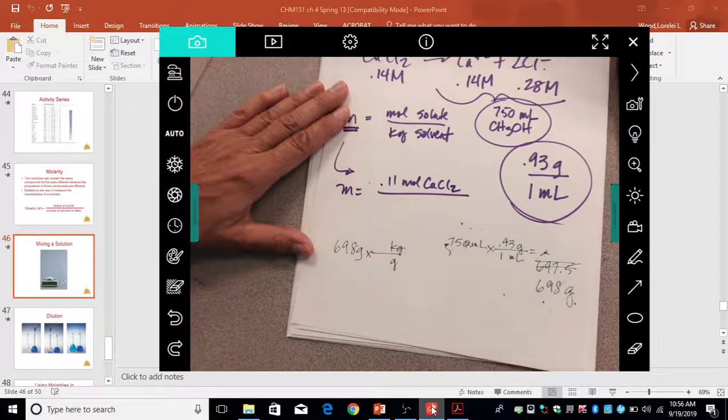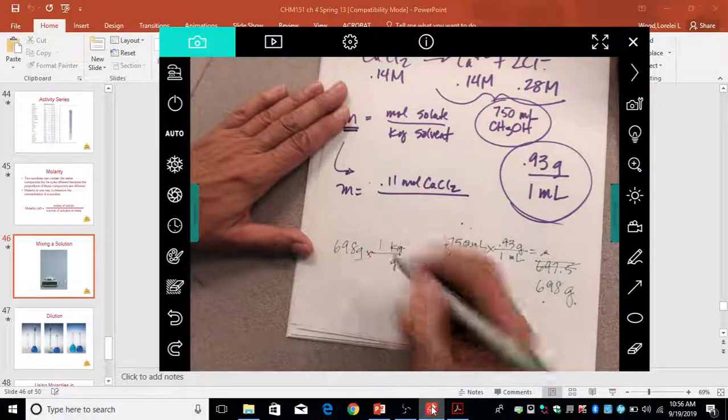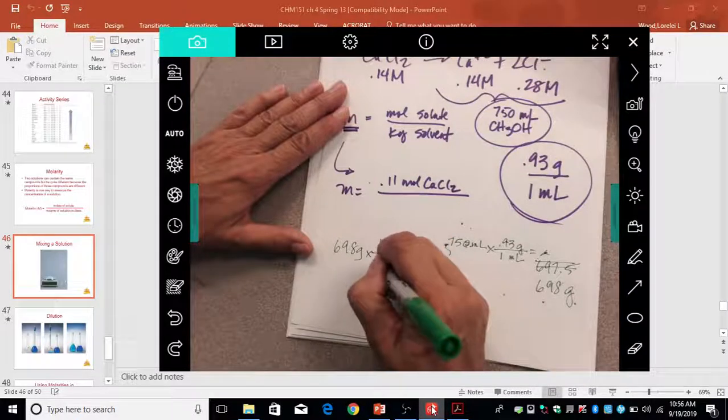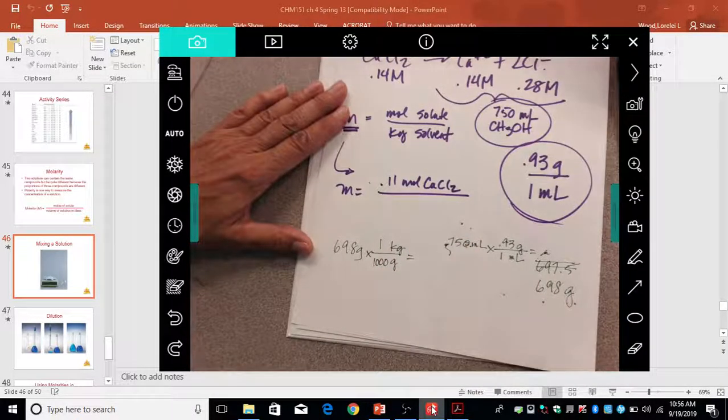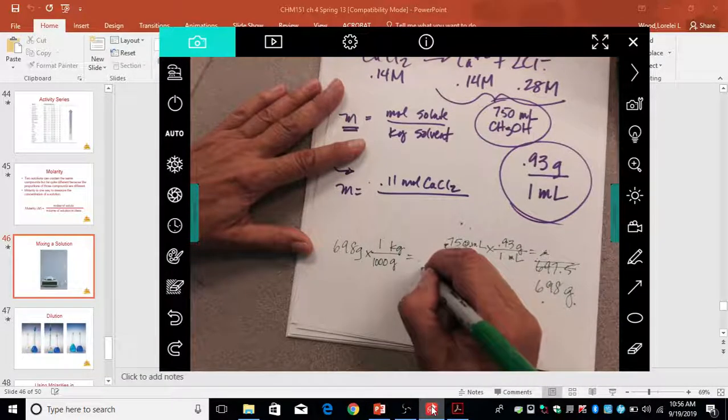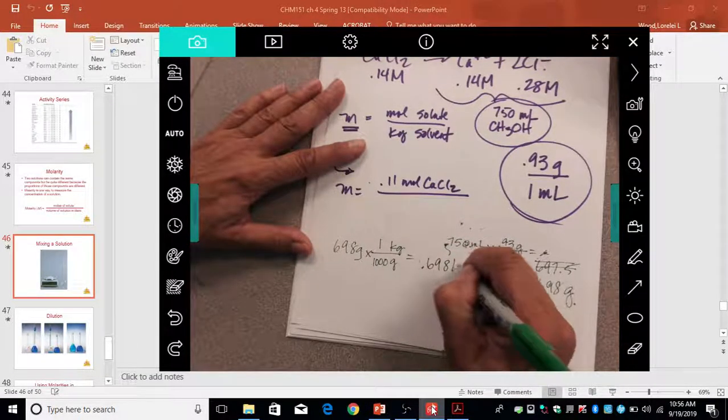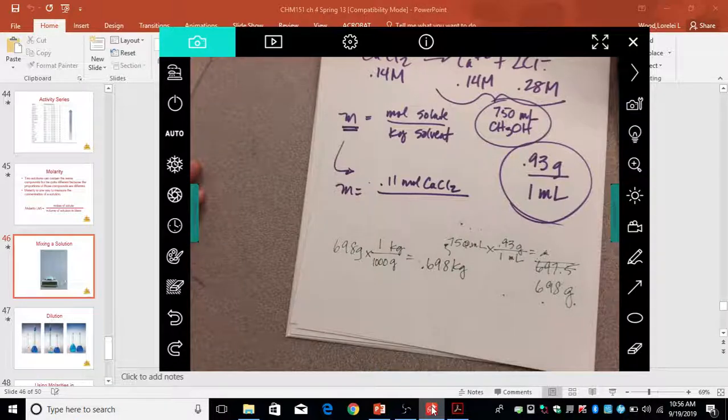Kilograms. What's bigger, a gram or a kilogram? Kilogram. How many grams in a kilogram? So you engineers, you can do this in your brain. A simple chemist, we can't do that. We need to write stuff down. So 0.698 kilograms. Now what do I do with that?